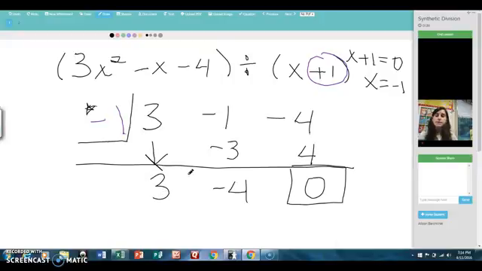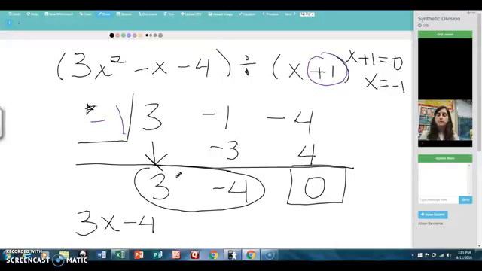Some teachers want to see you write this stuff that's down here out, and what that really is, is another factor of the polynomial. It's 3x minus 4. To figure out the variables that go with it, you just go 1 degree less than what you started with. So if you started with squared, then over here it would be to the first power.